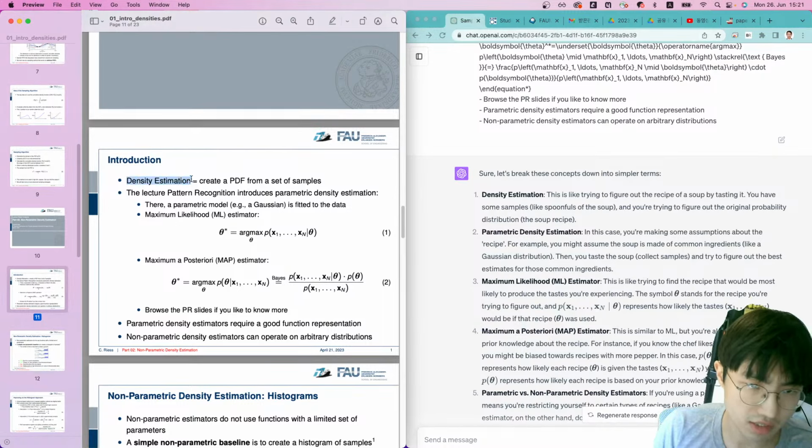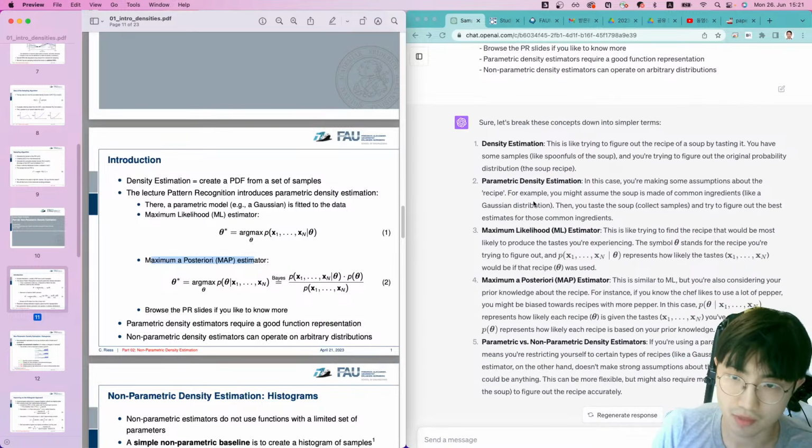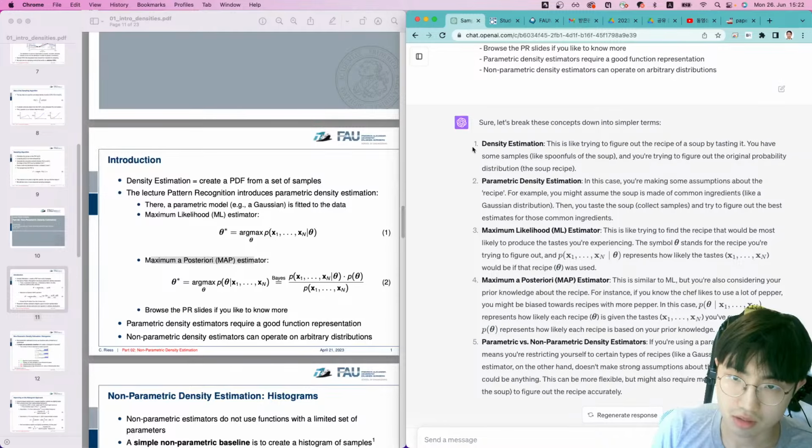So what is density estimation? This is creating a probability density function from a set of samples. The pattern recognition lecture introduced parametric density functions. Here they introduce the ML estimator and MAP estimator. We will break down these two estimators. So let's go into this part.